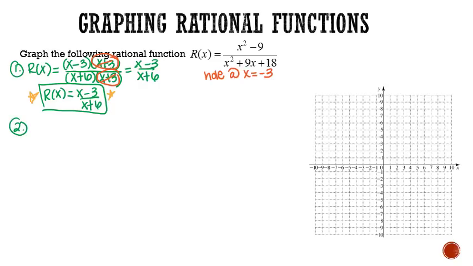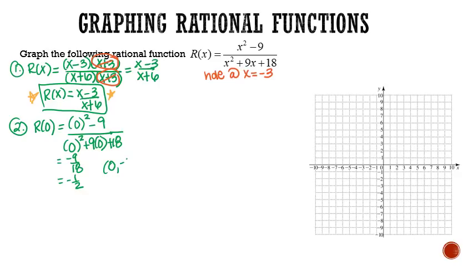Step 2 is to find the y-intercept. That's when you let x equal 0. So when I substitute in 0 for x, I'm left with 0 squared minus 9 all over 0 squared plus 9 times 0 plus 18. When I simplify this, I get -9 over 18, which is -1/2. So that means that the point (0, -1/2) is on this graph. That's our y-intercept.